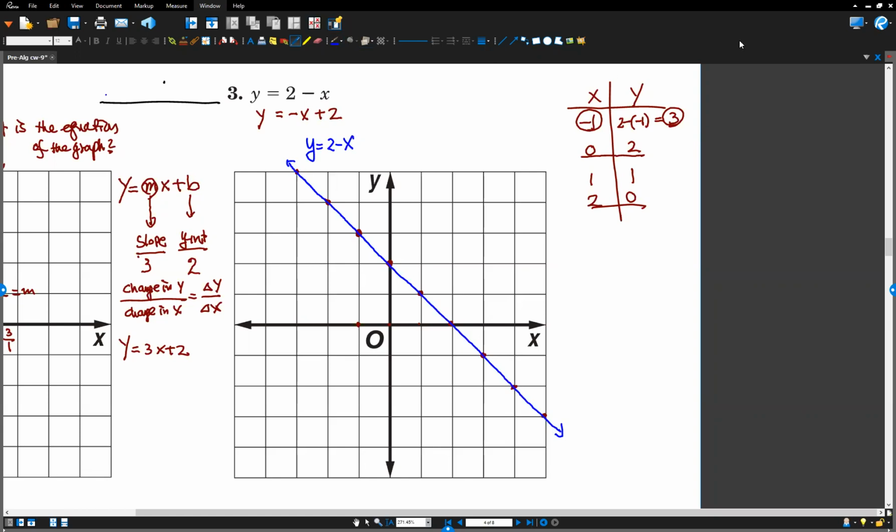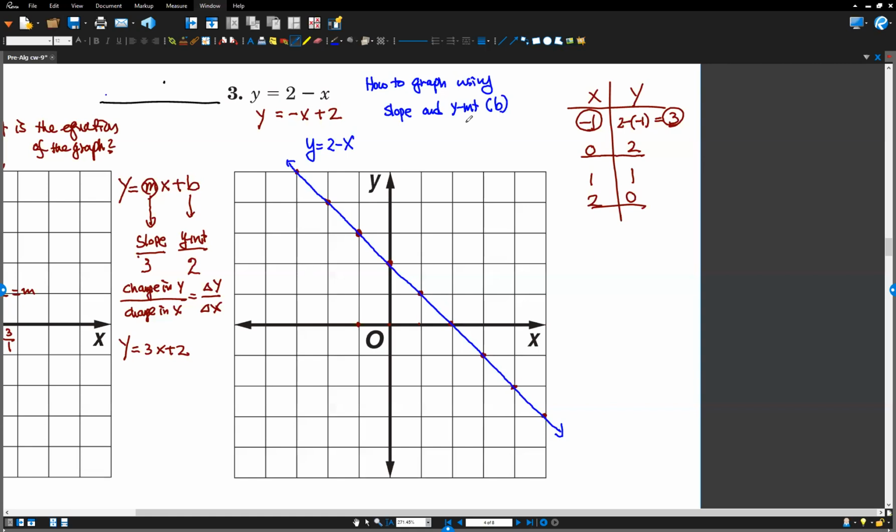Now we're gonna start how to graph using slope and y-intercept. The y-intercept is the b value, okay?